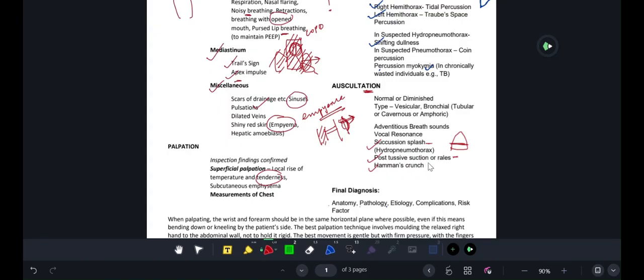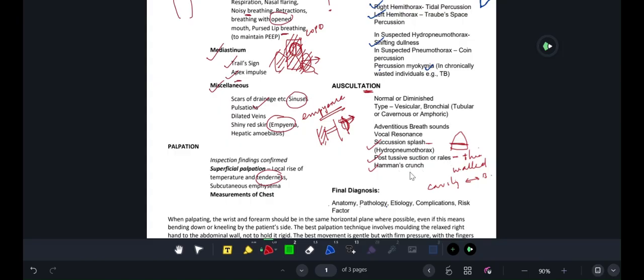So a suckling sound is heard over the chest wall during the long inspiration that follows the bout of coughing, which indicates a thin-walled compressible lung cavity communicating with the bronchus. So any thin-walled cavity communicating with the bronchus, after coughing, will produce this kind of sound, a sucking sound, and that is called post-tussive suction.